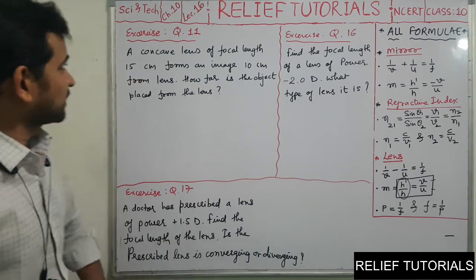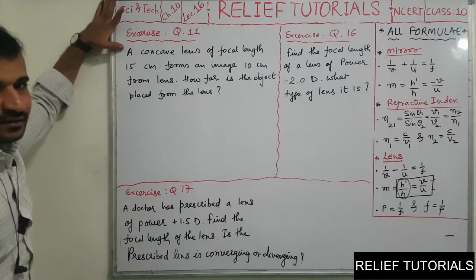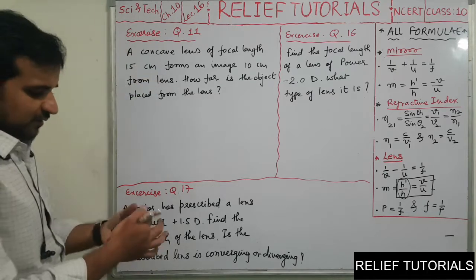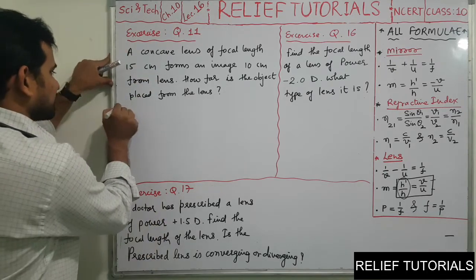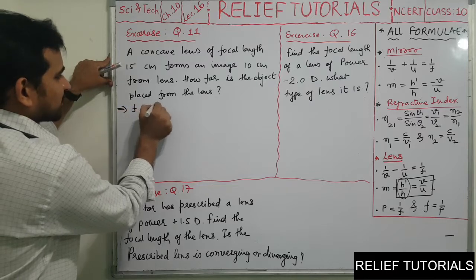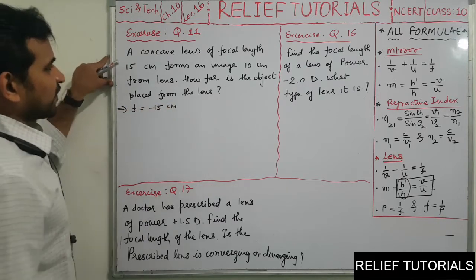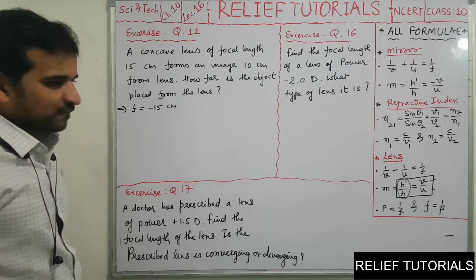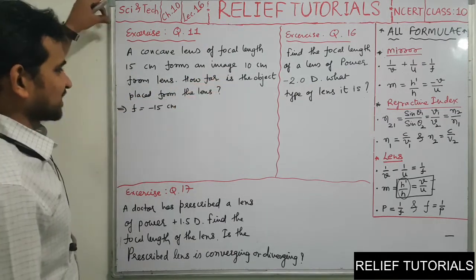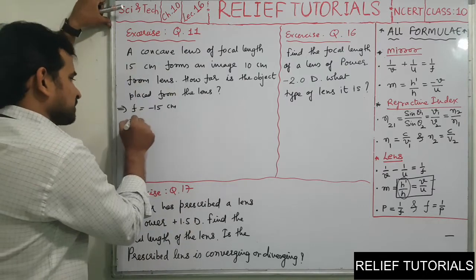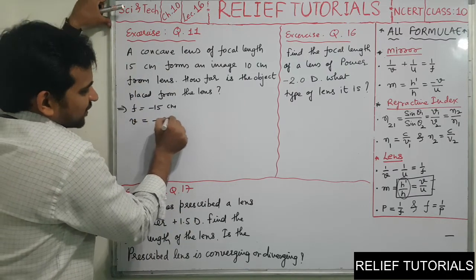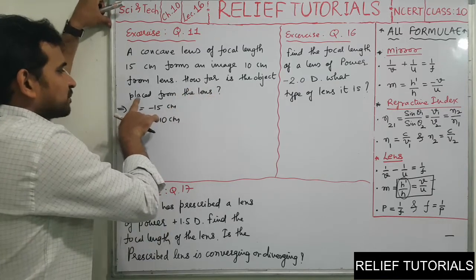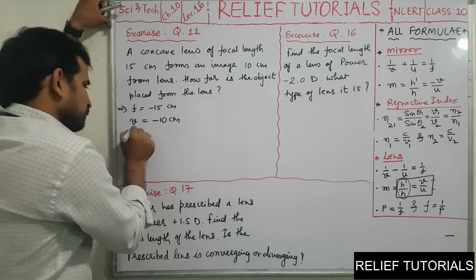Exercise question number 11. A concave lens of focal length 15 centimeter. Concave lens and having the focal length 15 centimeter, so we can write focal length is minus 15 centimeter. Forms an image 10 centimeter from the lens. So the image distance is given as 10 centimeter, and because it is concave lens, image distance is also negative, minus 10 centimeter. So simple question is, how far is the object placed from the lens? So u is our question.